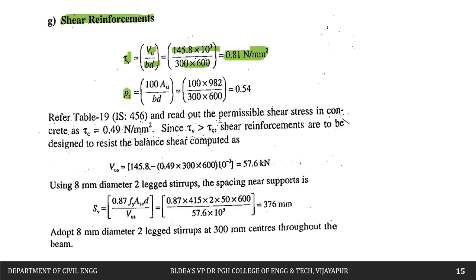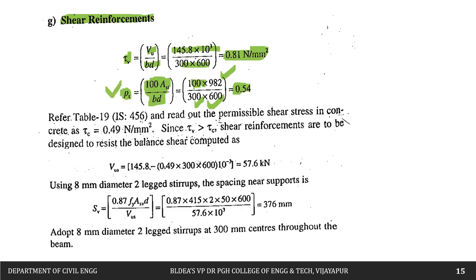Then next is percentage of steel, that is AST by BD multiplied by 100. Area of steel provided is 982, B is 300, D is 600. So percentage of steel will be 0.54.